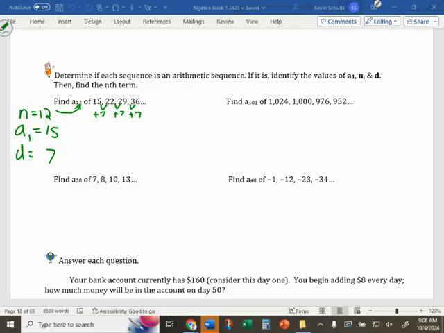And that's positive 7. So, in our formula, which again, write it out here, AN equals A1 plus N minus 1 times D. AN is the 12th. Our first term is 15. Our N is 12. I almost read 15 again. Our N is 12. And we're multiplying that by 7. What do we get? 92. Anyone not getting 92? I'm getting 92.